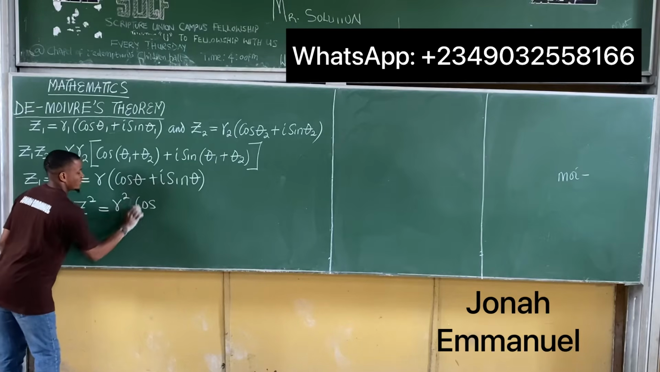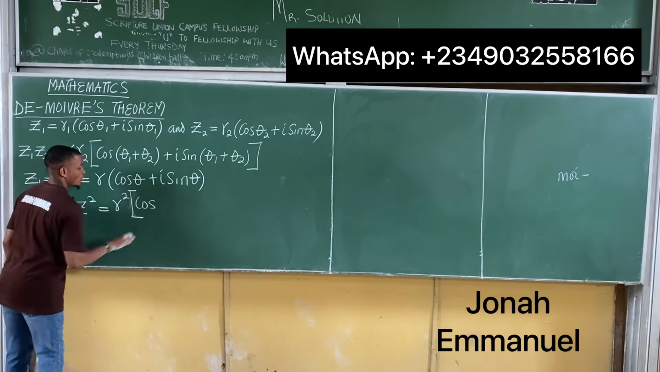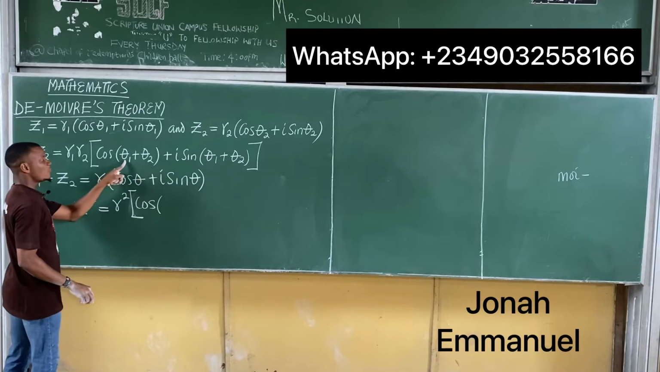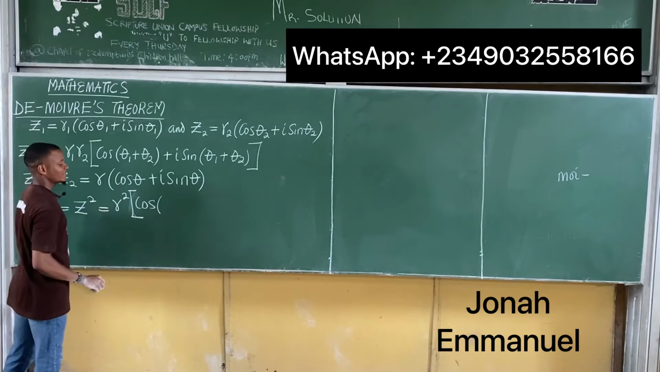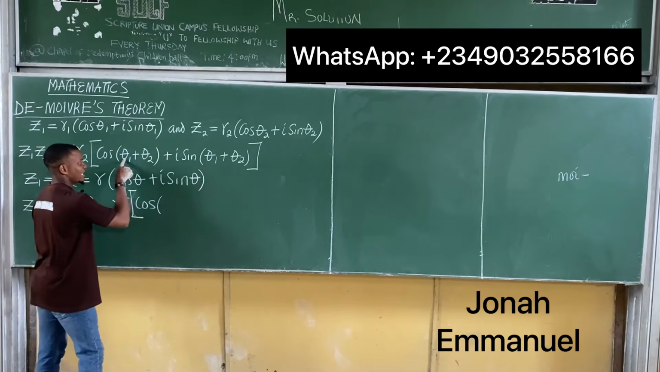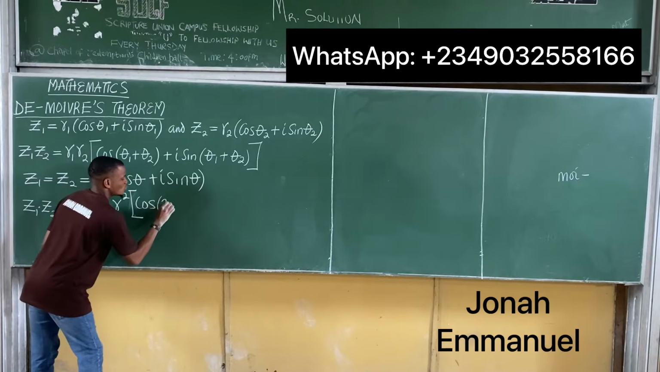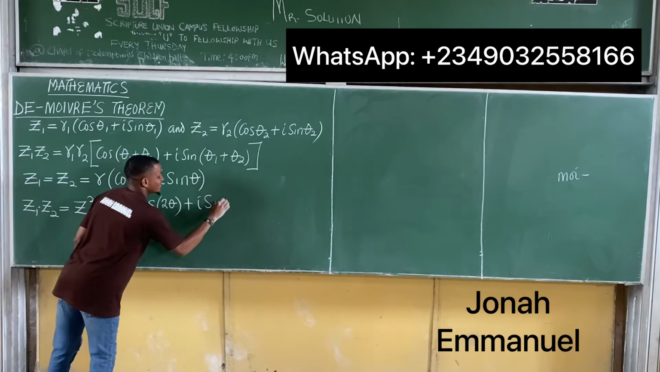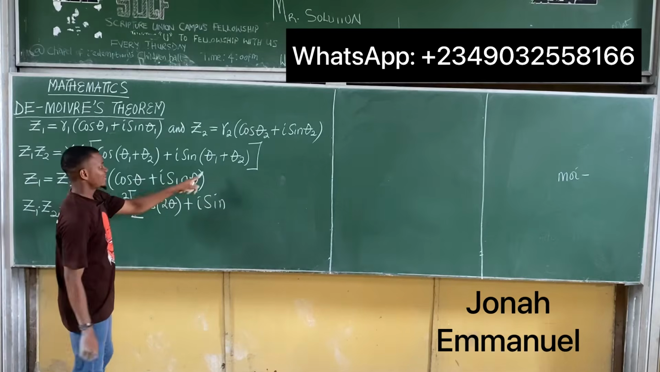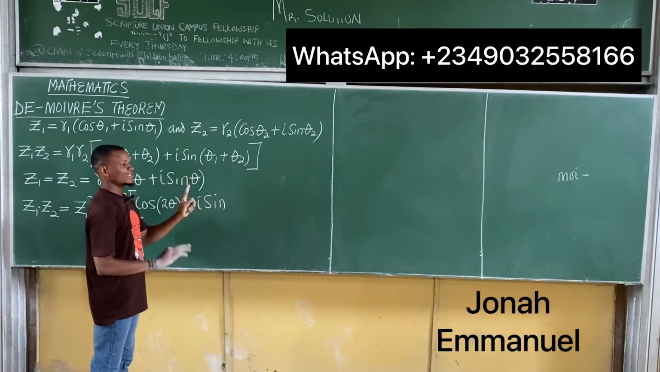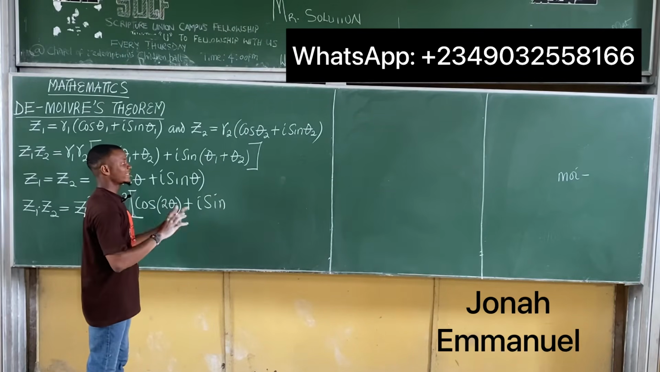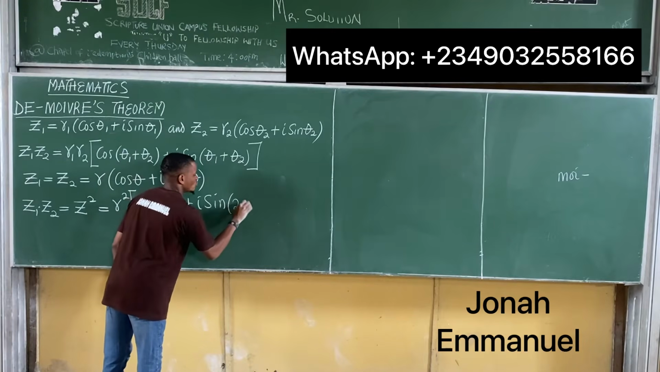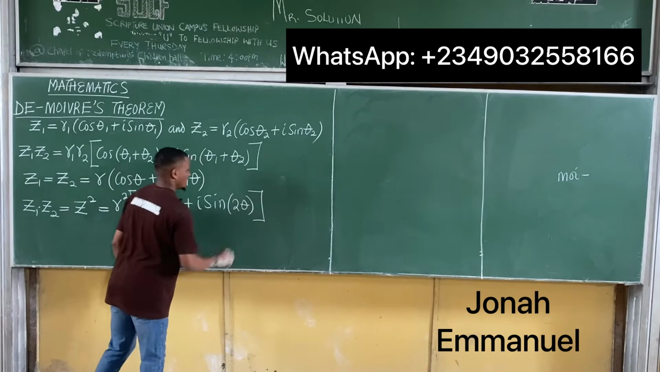square brackets, cos. Now I'll be having theta 1 plus theta 2, but theta 1 and theta 2 are the same thing, so theta plus theta, that's 2 theta, plus i sine, same thing here. Theta and theta are the same, no longer theta 1 and theta 2, so theta plus theta will give you 2 theta.